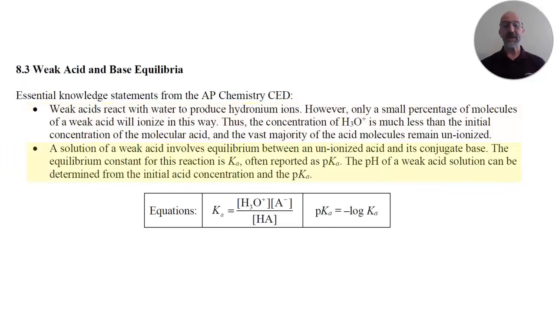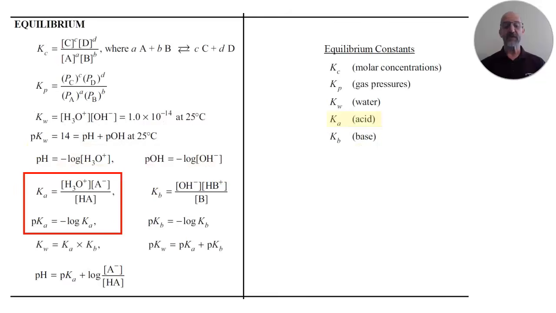A solution of a weak acid involves an equilibrium between an unionized acid, which is denoted as HA on the equation sheet, and its conjugate base, which is denoted as A minus on the equation sheet. And so the equilibrium constant for this reaction is Ka, often reported as the negative log of the Ka, or the pKa. And the pH of a weak acid solution can be determined from the initial acid concentration and the pKa. So this set of equations is listed on the AP Chemistry equations and constant sheet. So again, we're looking at weak acids.